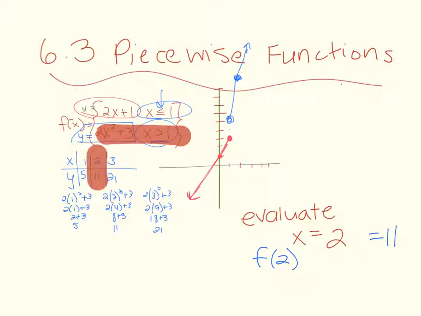So if I said x equals 1, which function am I going to pick, the top one or the bottom one? Top one. Does everybody understand that? Because it's less than or equal to. So then this would be 2 times 1 plus 1, 2 plus 1, which is 3.